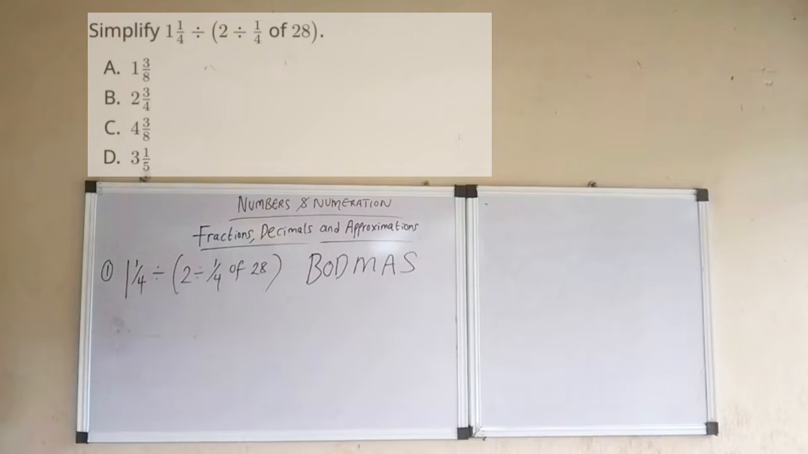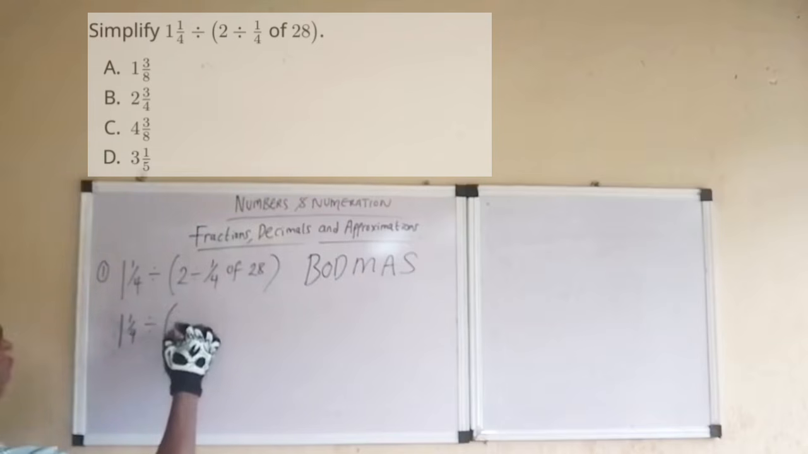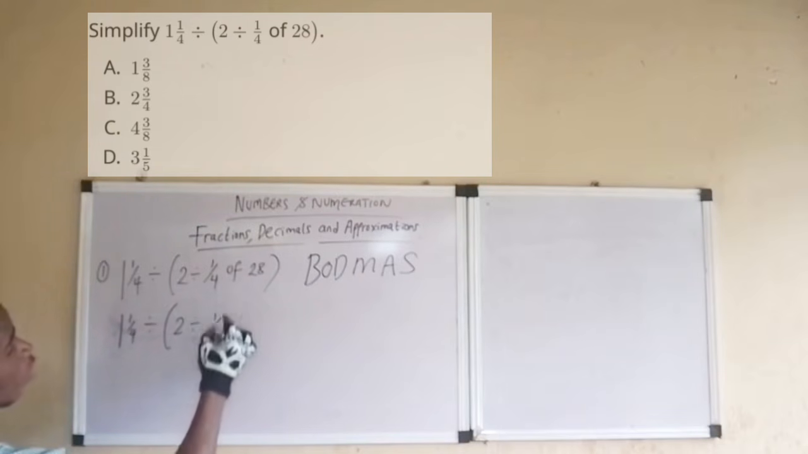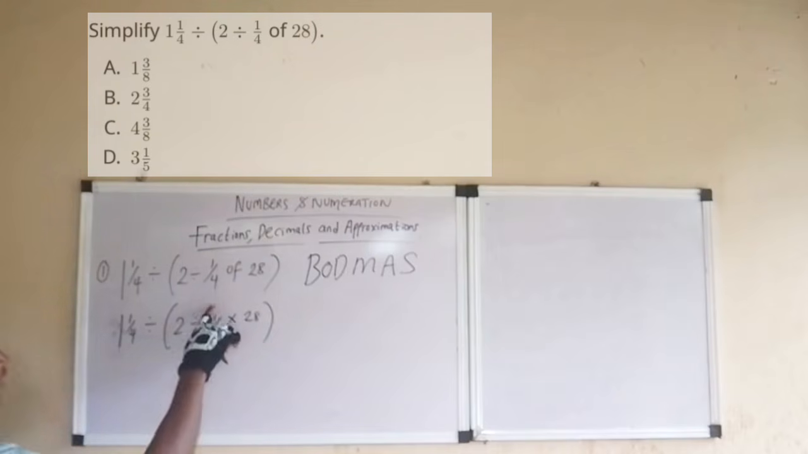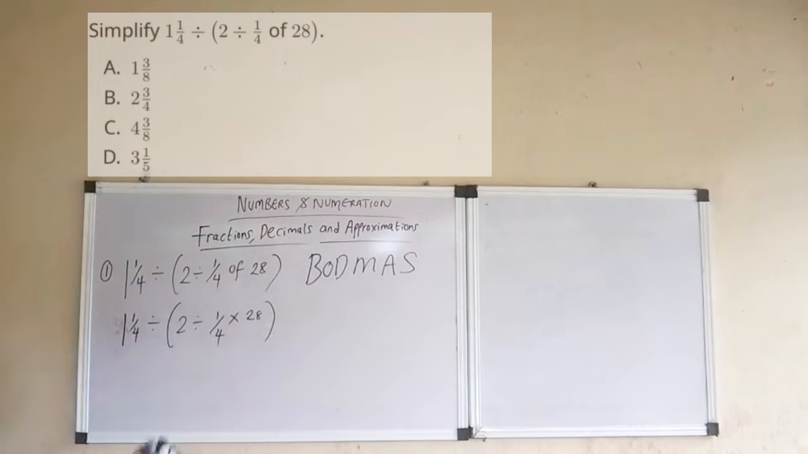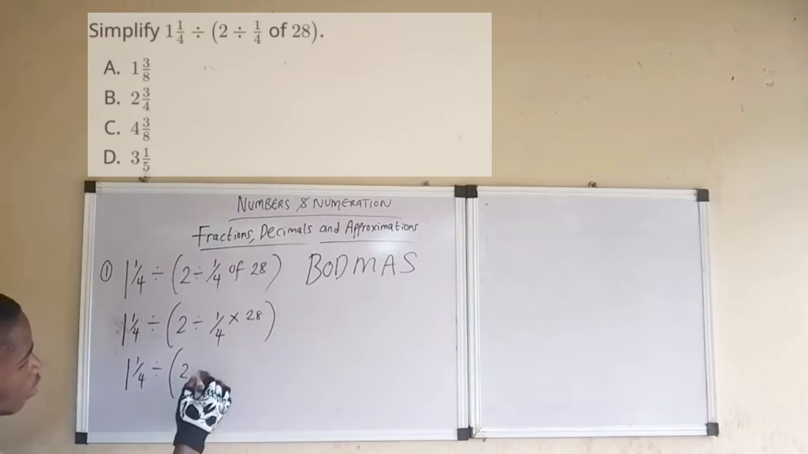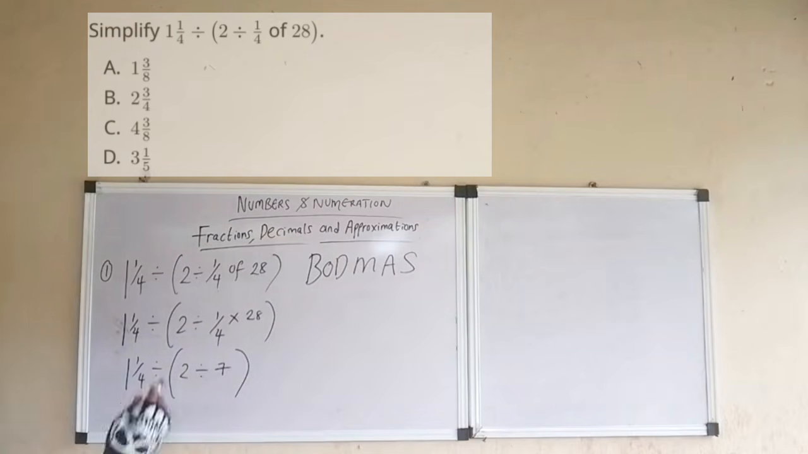So first of all, you need to simplify the bracket. So you have to simplify what you have in the bracket first. So let's do that together. First of all, we have this mixed fraction here. Now let's simplify what we have in the bracket: 2 divided by 1 over 4 of 28. Of also means times. Remember that it is this of that we have to simplify first, because of comes before division in the bracket. So 1 over 4 of 28 is 7, because 4 times 7 gives us 28.